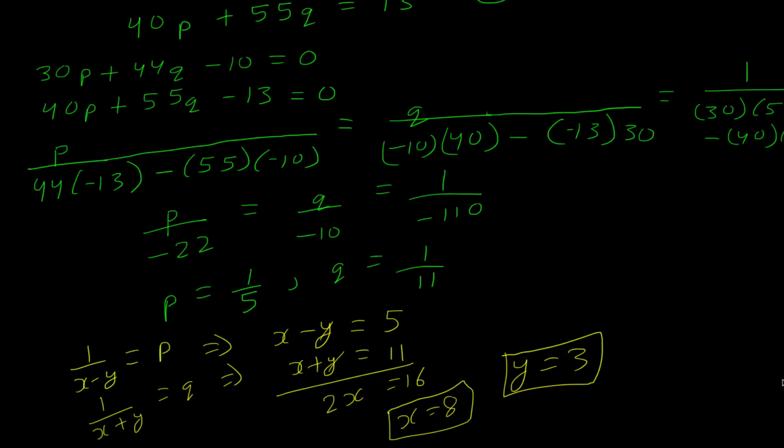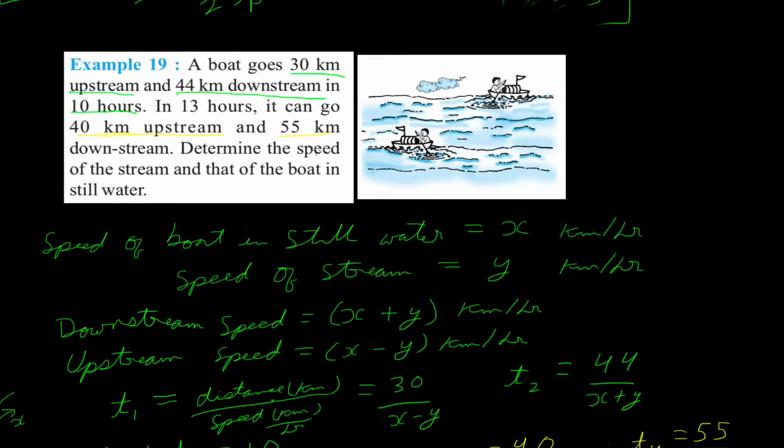Let us quickly check if it makes sense. We got x as 8 kilometer per hour and y as 3. Okay, so in order to check, let us first check this thing. A boat goes 30 kilometer upstream. So the speed in the upstream will be x minus y, 8 minus 3, 5 kilometer per hour. And in the downstream, the speed will be 11 kilometer per hour. So if the boat goes 44 kilometer downstream, the time taken will be 44 by 11, 3.